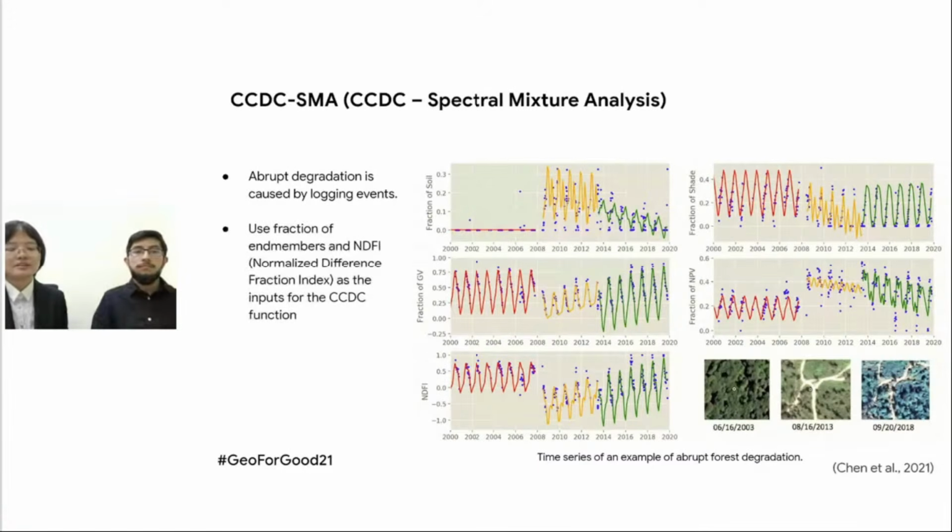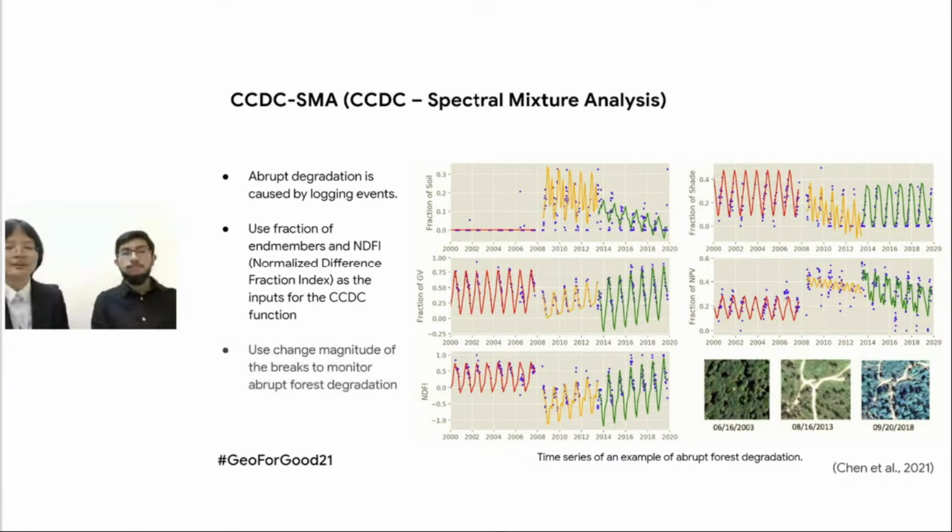To monitor abrupt degradation, we combined CCDC with spectral mixture analysis. Basically, we use fraction of end members and NDFI, which stands for Normalized Difference Fraction Index, as the inputs for the CCDC function. And then we use change magnitude of the breaks to monitor abrupt forest degradation.